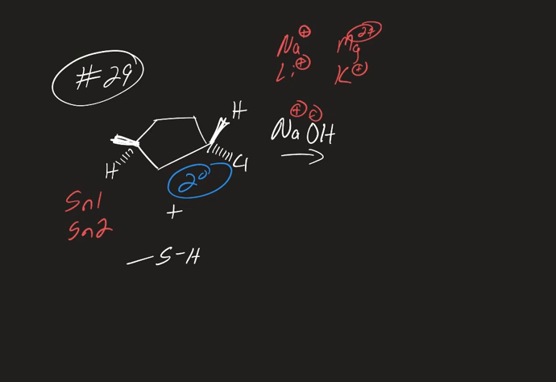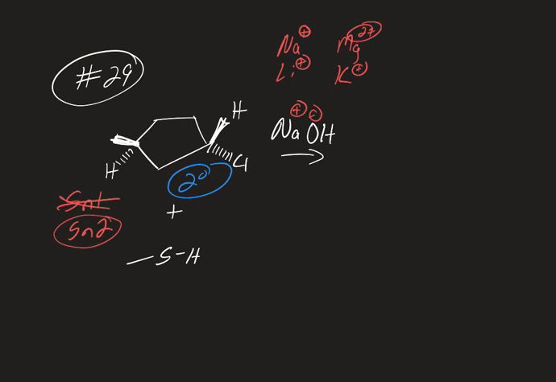Magnesium, potassium, sodium, and lithium. They're bonded to something. Even though it looks like it shouldn't have a charge, it has a charge. So because we have this OH minus, that's a dead giveaway that it can't be SN1 and it has to be SN2. All right? So we have a negative charge that makes us think SN2.